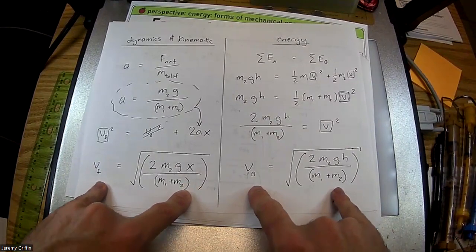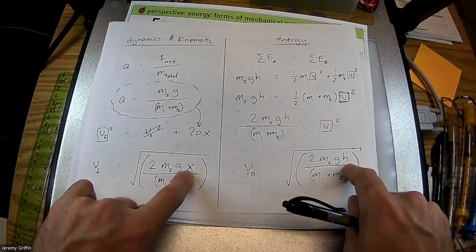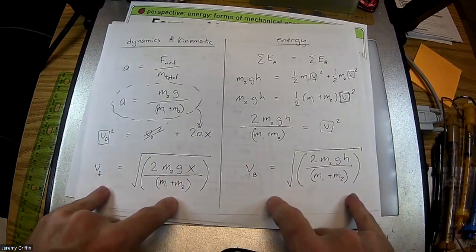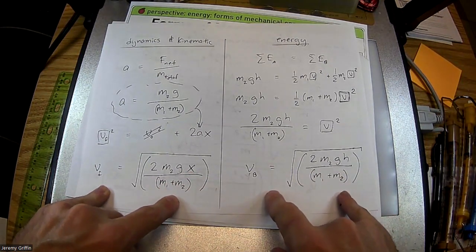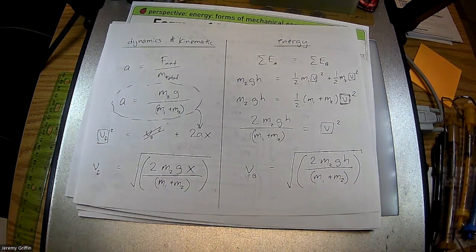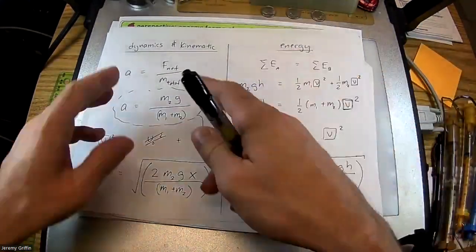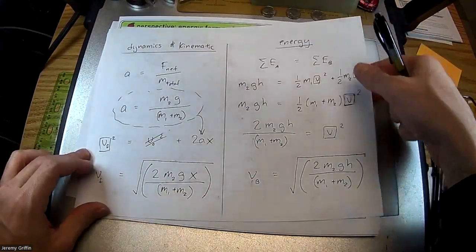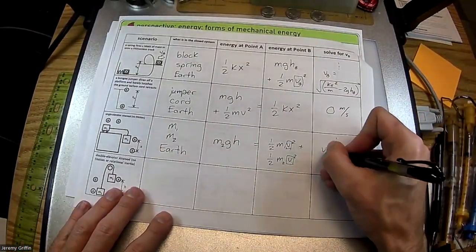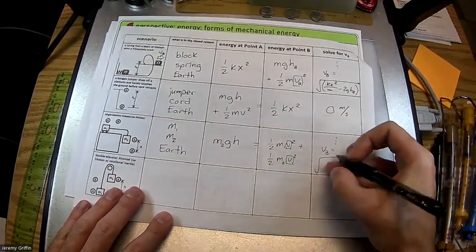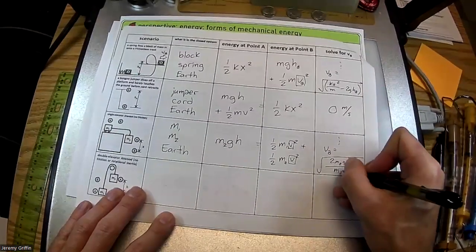Whoa, look at that. It's the exact same thing. Well, I guess one of them is called H and the other is called X, but it's the same thing, right? I mean, X is H in this case. So now you guys got multiple ways to solve that question. If this was an FRQ, you could solve it this way, or you could solve it this way. So v equals a big old square root, 2 m2gh all divided by m1 plus m2.